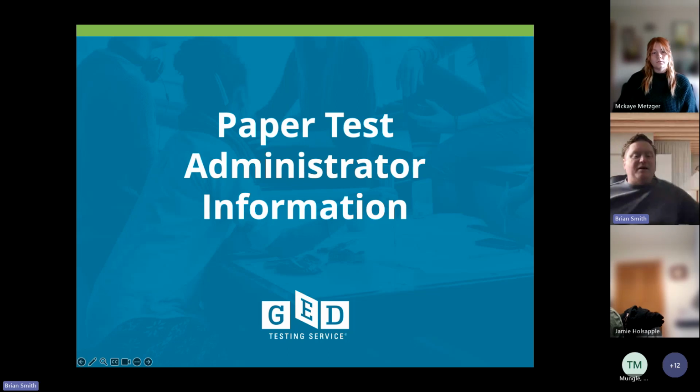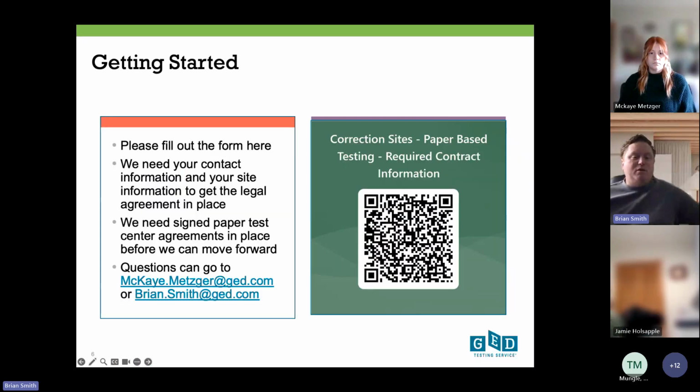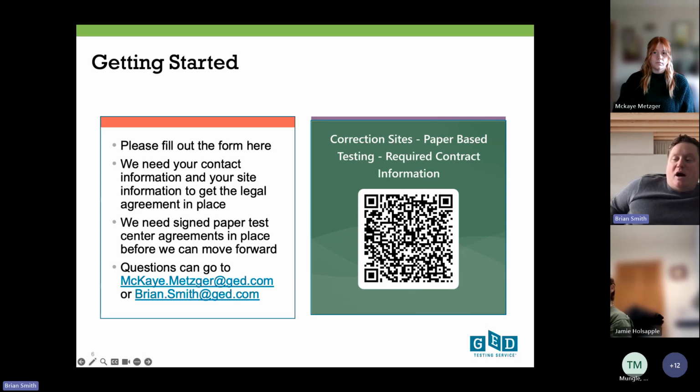Let's talk a little bit about the paper test administrator information. The first thing we're going to need to do is get your information and get legal agreements in place. You can scan this QR code, and it will take you to a form that you need to fill out if you're interested in doing the paper testing. It'll allow us to get your contact information and your site contact information, and then McKay can follow up with the specific legal agreements that we need for each site.